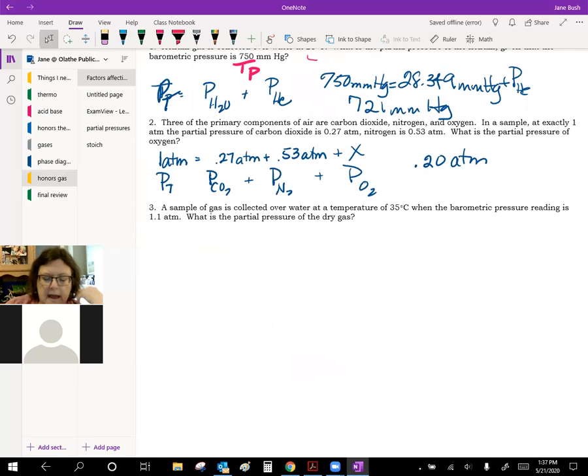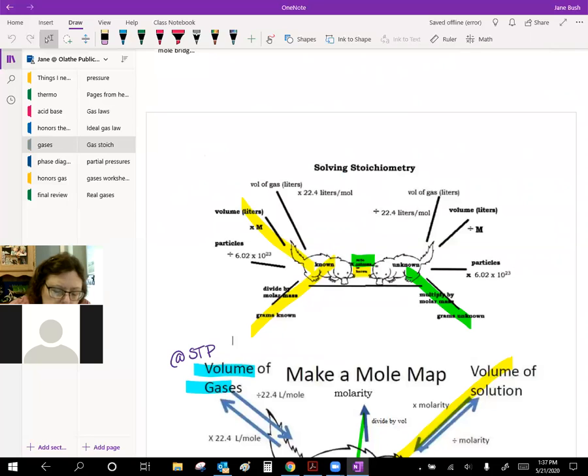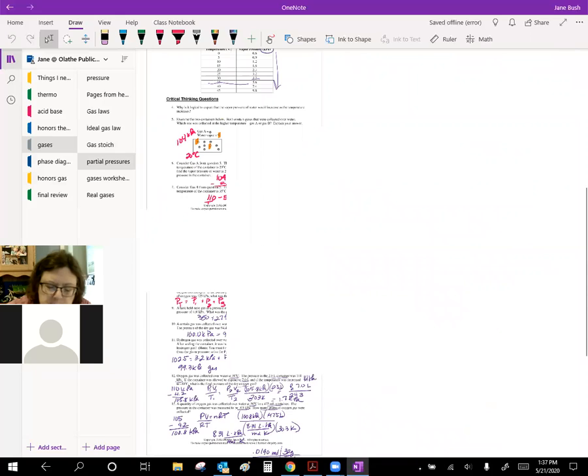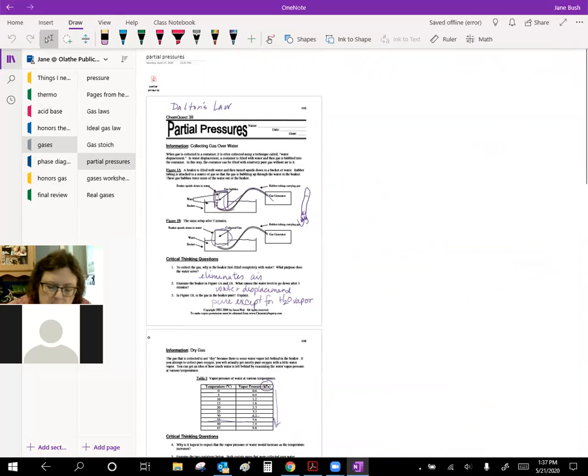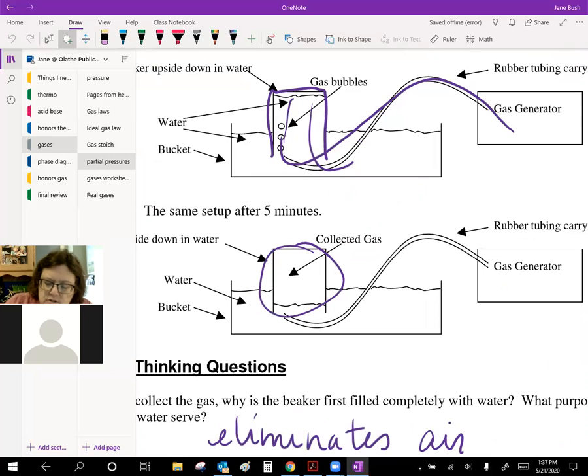A sample of gas is collected over water. Let's talk about gas being collected over water. If you have a gas being collected over water, in this space, see the gas was generated over here, it bubbled through. In this space, you're going to have mostly that gas, but you're also going to have water vapor.